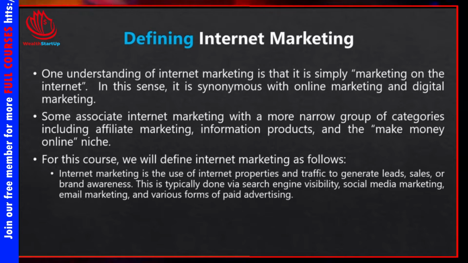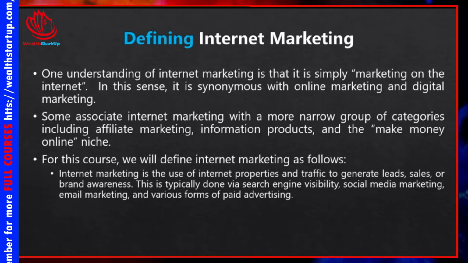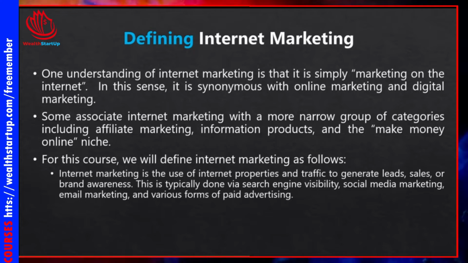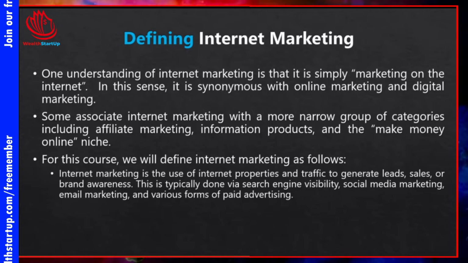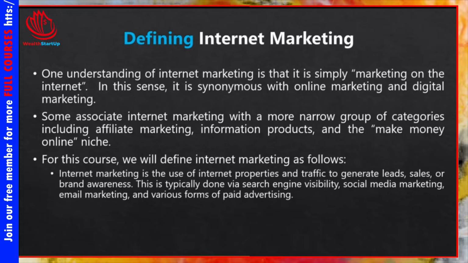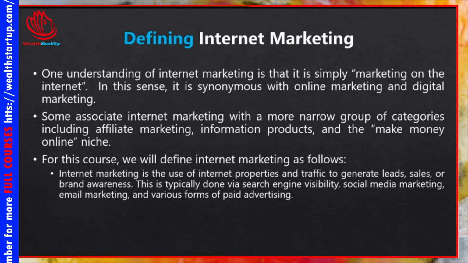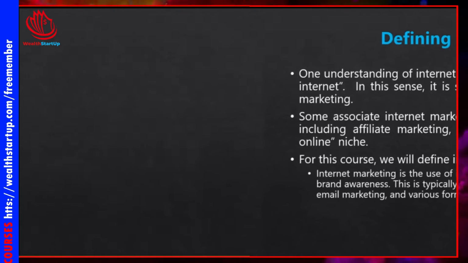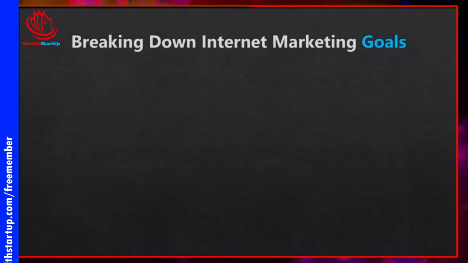Internet marketing is the use of internet properties and traffic to generate leads, sales, or brand awareness. This is typically done via search engine visibility, social media marketing, email marketing, and various forms of paid advertising. One of the best ways to begin understanding internet marketing is to break down the various goals a business can seek to accomplish with it.